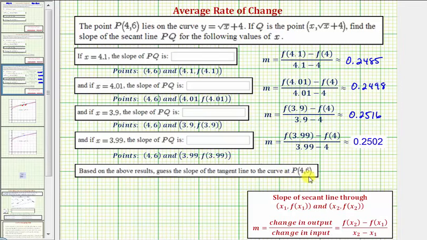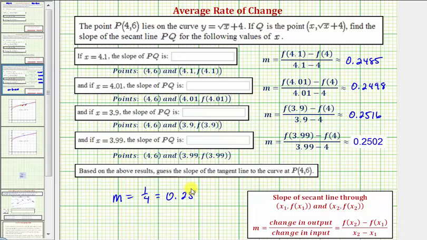And now for the last question, we're asked to guess the slope of the tangent line to the curve at the point (4, 6). Notice as we approach the x value of 4 from values that are greater than 4, looks like we're approaching 0.25 or 1/4, and the same is true when we approach x equals 4 from values that are less than 4. Looking at these two slopes, again, notice how it does look like it's approaching 0.25 or 1/4. So we'll make the prediction that the slope of the tangent line at the point (4, 6) is 1/4. Or if we want 0.25.